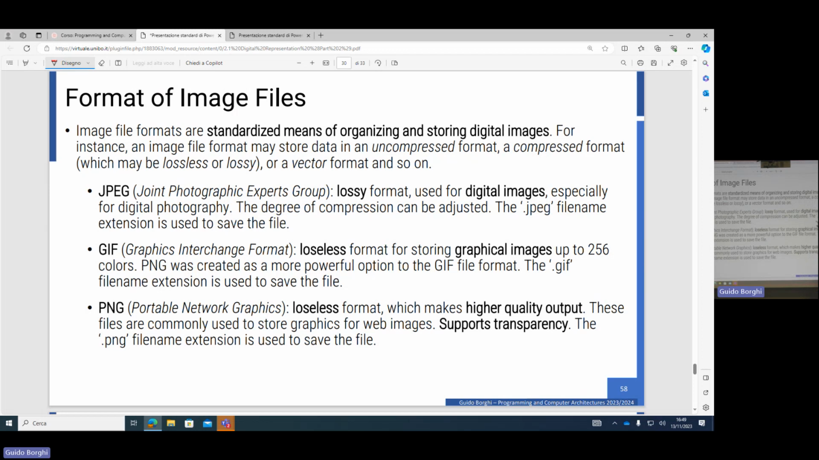What's the difference between JPEG and PNG? It is the space required by the image. In JPEG, for example, we have an image that is about 400 kilobytes of information, while with the PNG format, we have 4 megabytes of information. There is a huge difference between these two formats.